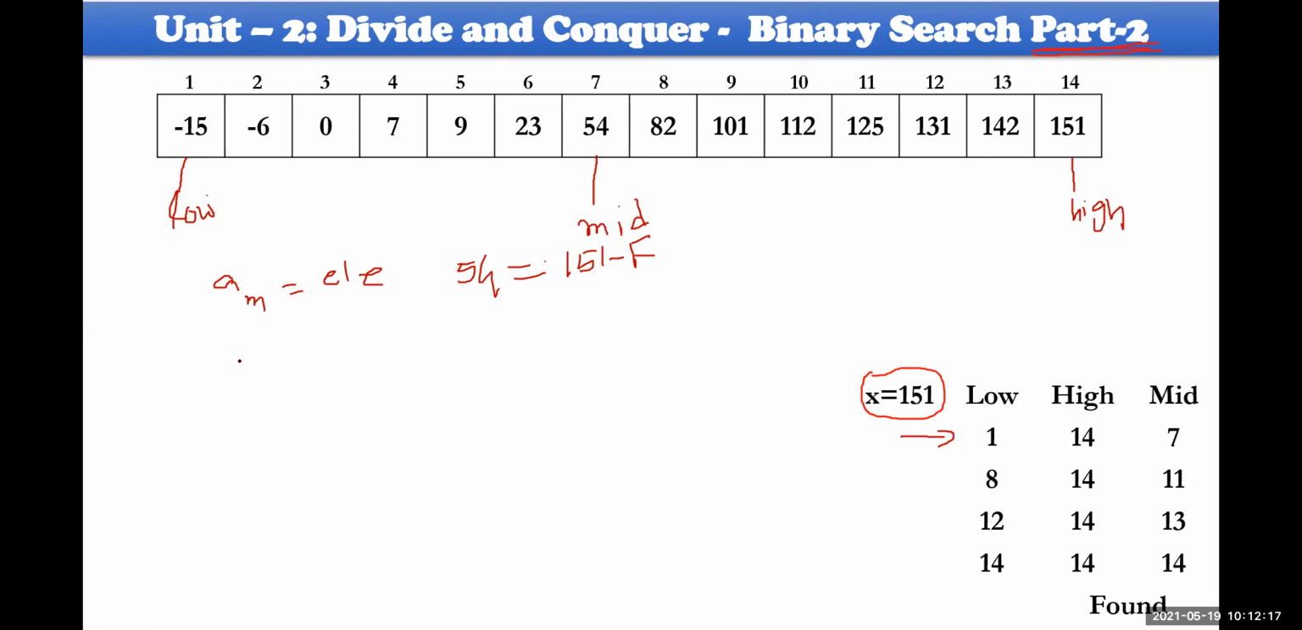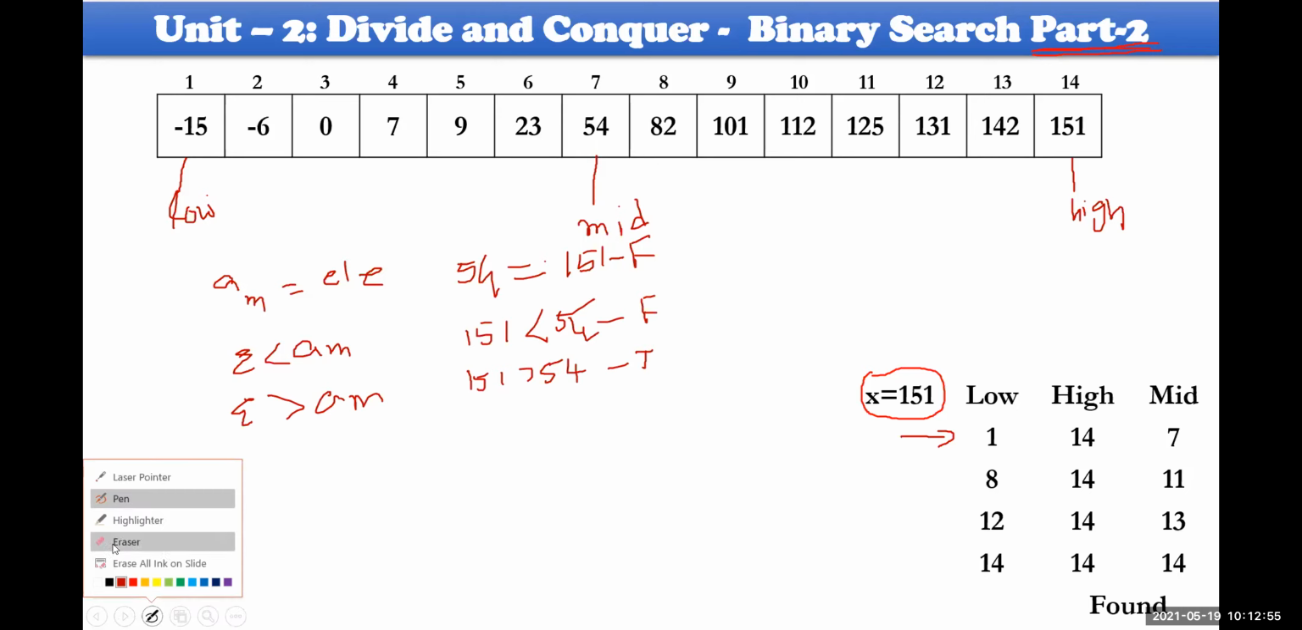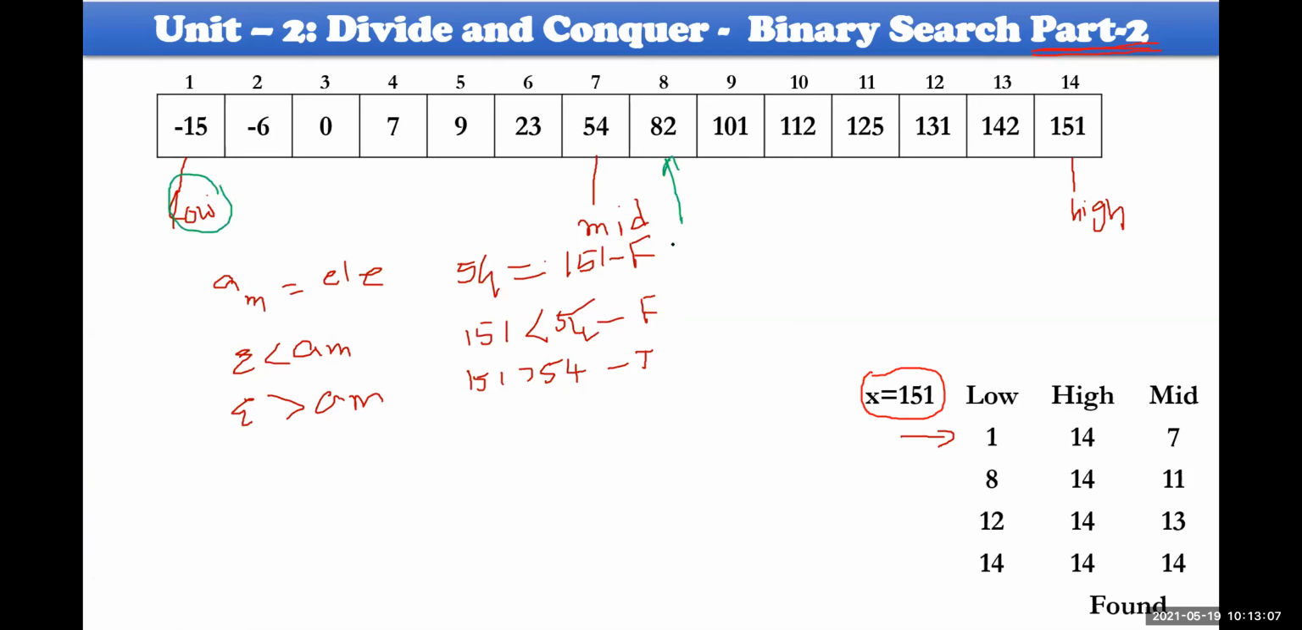The next condition is whether the element is less than A of mid or not. The element is 151, and 151 is less than 54, which is again false. The third condition is whether the element is greater than A of mid or not. So 151 is greater than 54. Yes, it is true. Because it is true, the low element will be transferred from this position to this position. Right now, it is low equal to mid plus one.